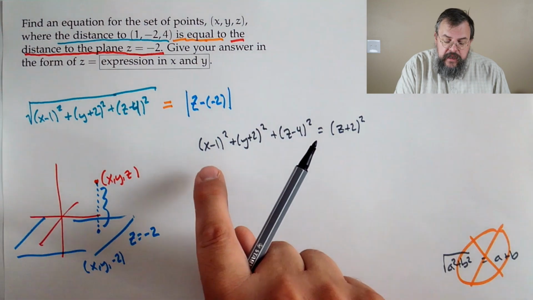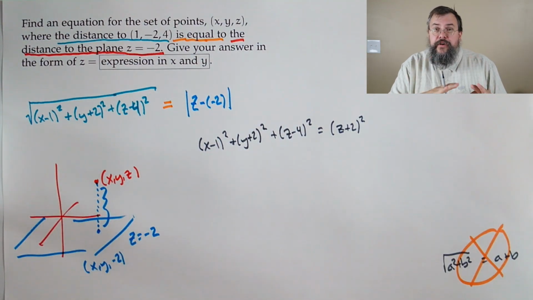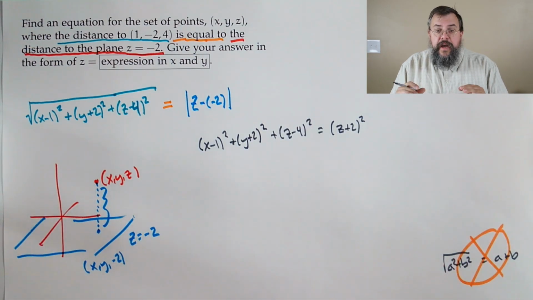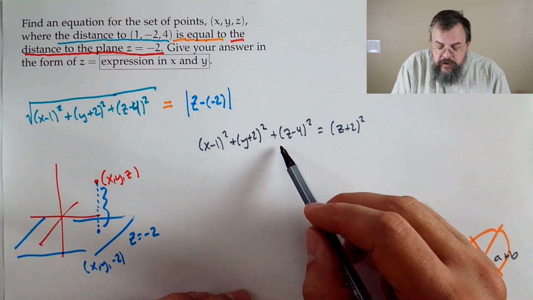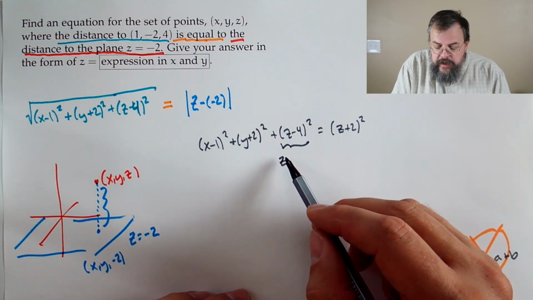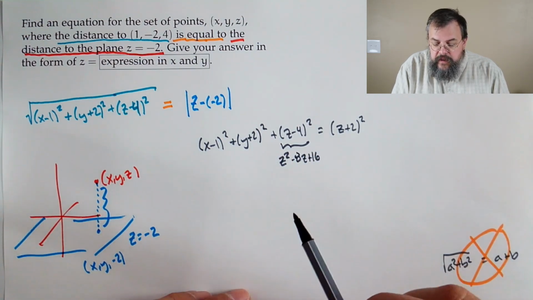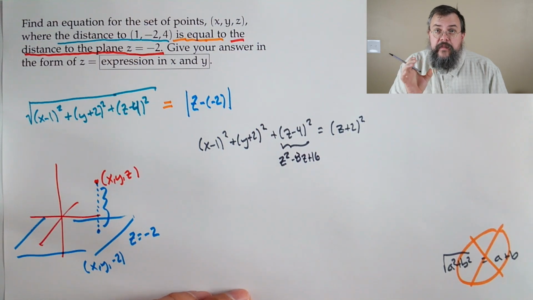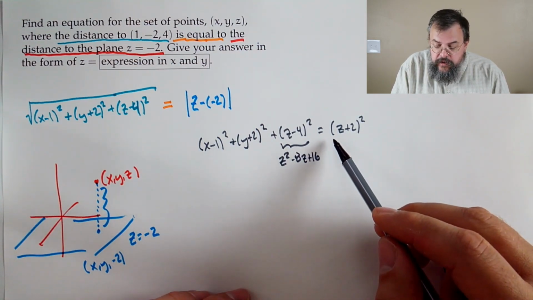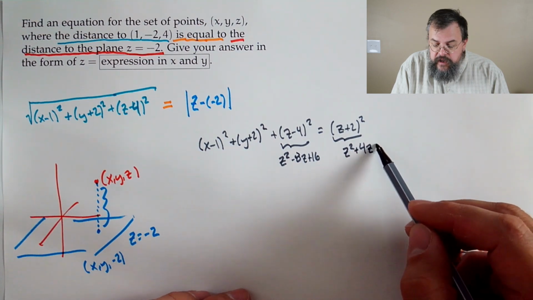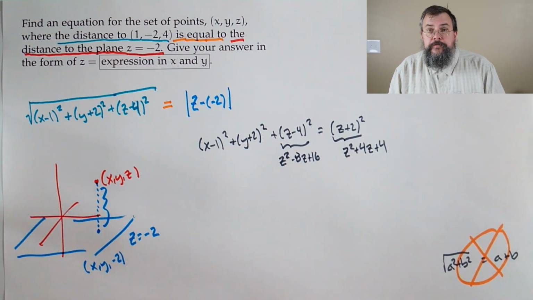Now, because I don't see any other x's and y's, I'm not going to do anything to those terms, but I do see z showing up in two places. I'm going to expand the z parts. So, z squared minus 8z plus 16. That would be what happens if we expanded the left-hand side. Over here, z squared plus 4z plus 4.